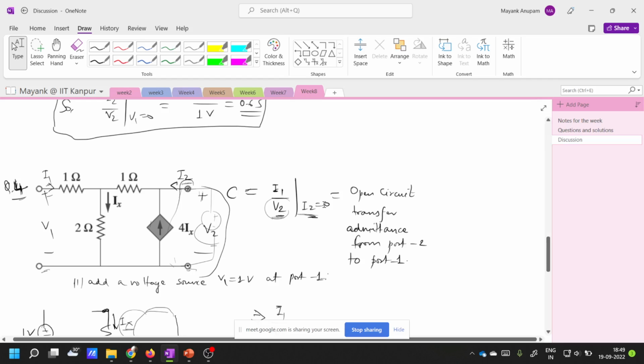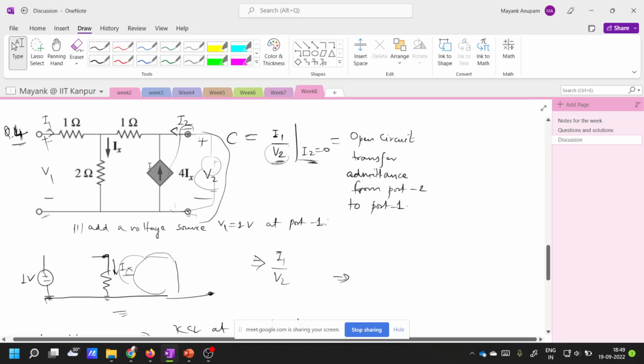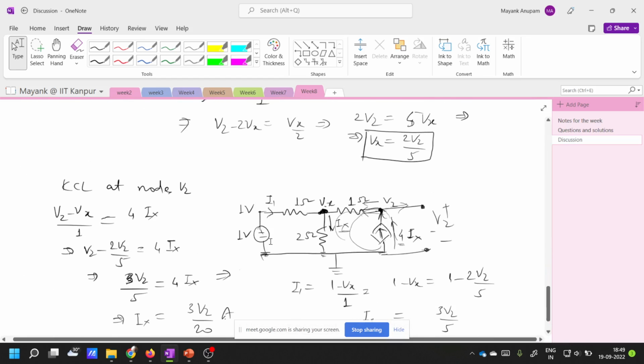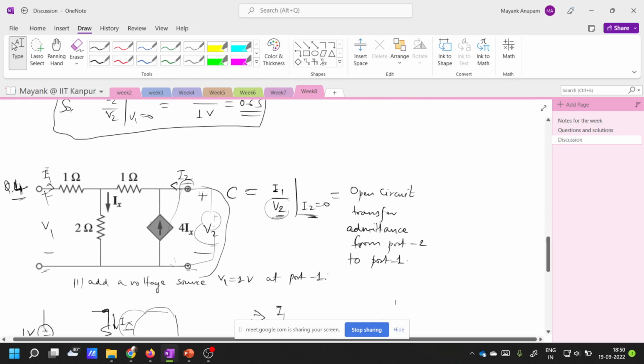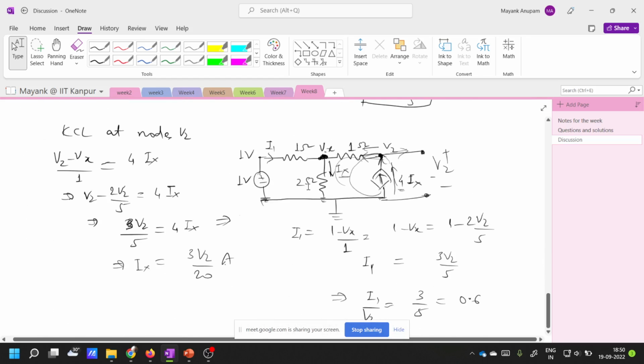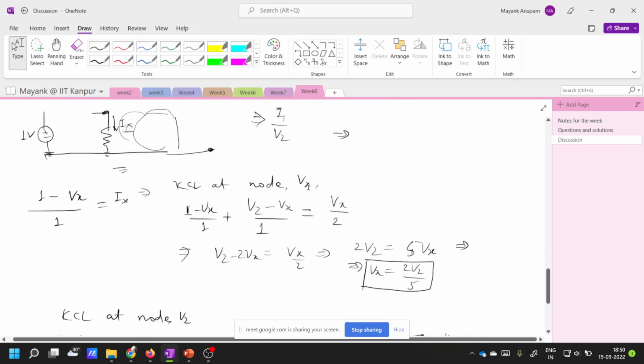So in this case, how will you find out? I was saying that you can simply add a 1 volt voltage source here, and then you have to find out the relation between this I1 by V2, when this I2 is equal to 0. So can you do it now?